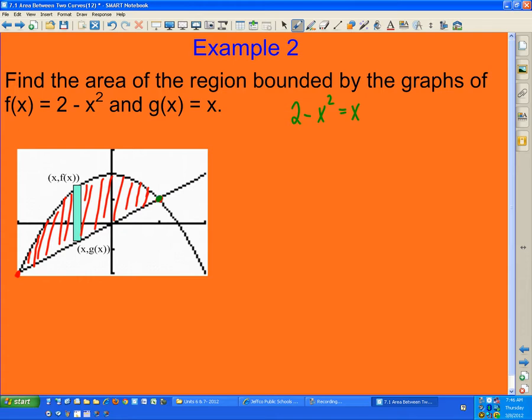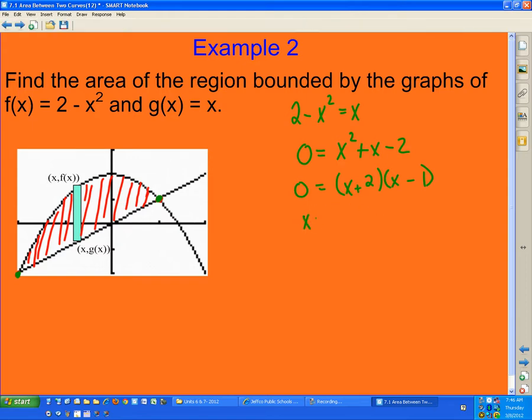To find those green spots, I'm going to solve this. I'm going to add x squared across the equal sign because I like a positive x squared, and subtract the 2. So really I have 0 equals x squared plus x minus 2. Remembering back to algebra, factoring would be a good plan of attack. I know that my 2 has to be positive so that I get a positive x here, so I get x plus 2 times x minus 1. By the zero product property, x plus 2 equals 0 and x minus 1 equals 0, so x is negative 2 where they're intersecting and x equals 1.